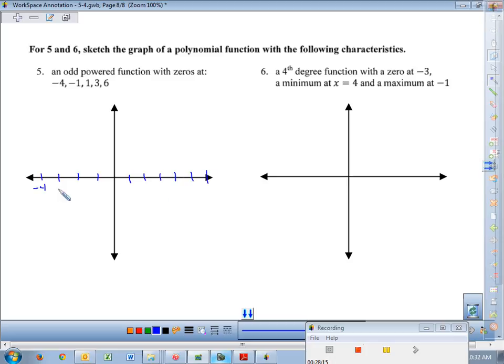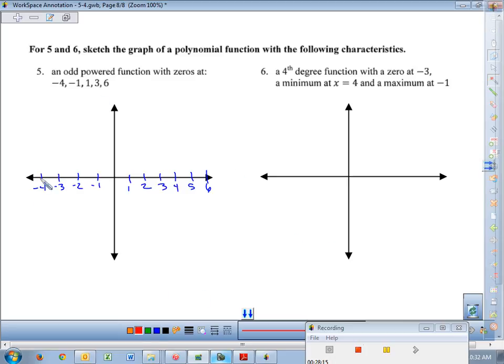So negative 4, negative 3, negative 2, negative 1, 1, 2, 3, 4, 5, 6. I don't need one on the y-axis, right? Just on the x-axis, because they want to know where the zeros are. If you want to put one on the y-axis, you can, but this is a sketch. But we have to indicate where all these zeros are.